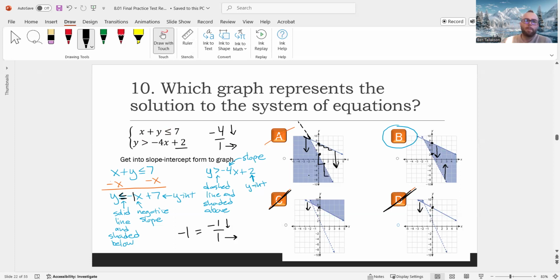Okay, but what's happening here? It's greater than, so that means we should be shading above. So right here, B is the only graph, I show it with these arrows here, where you see the shading trapped beneath the top line and above the bottom.